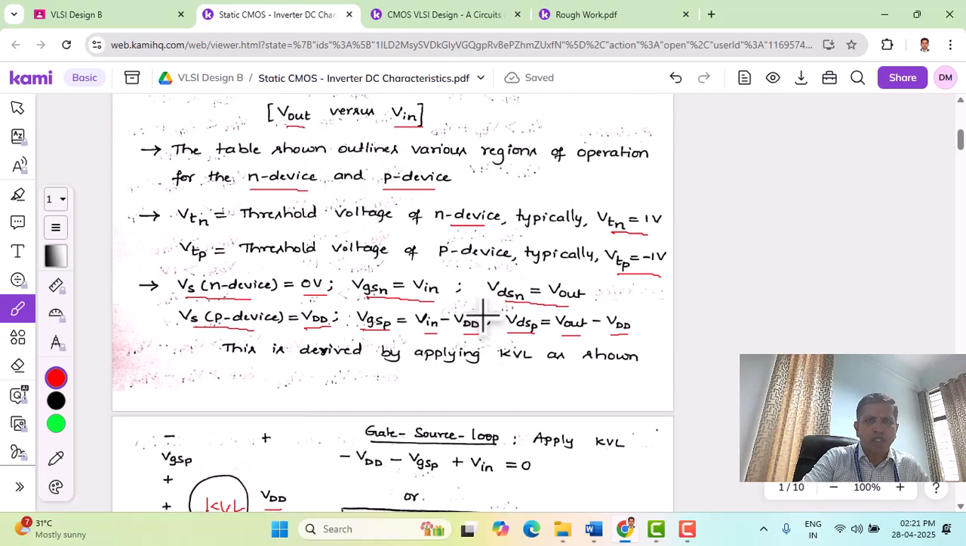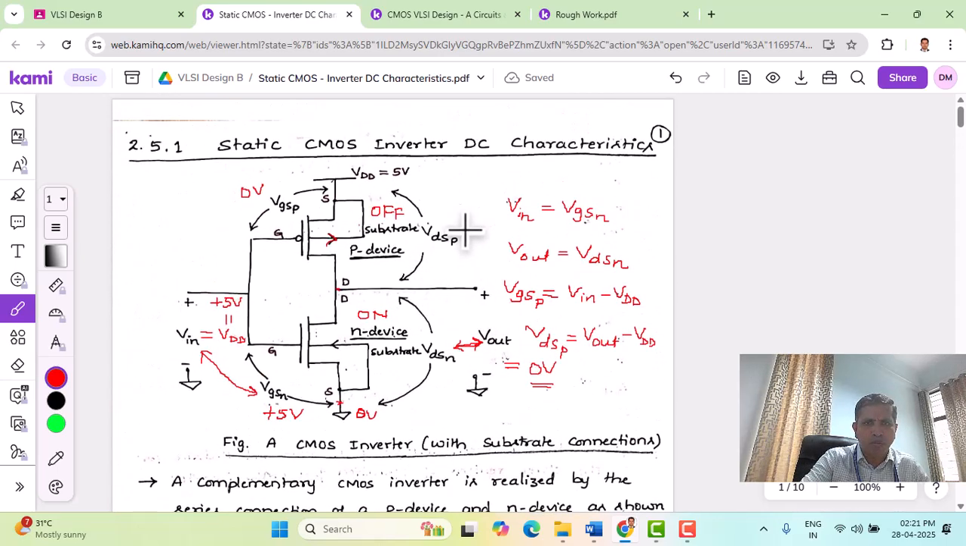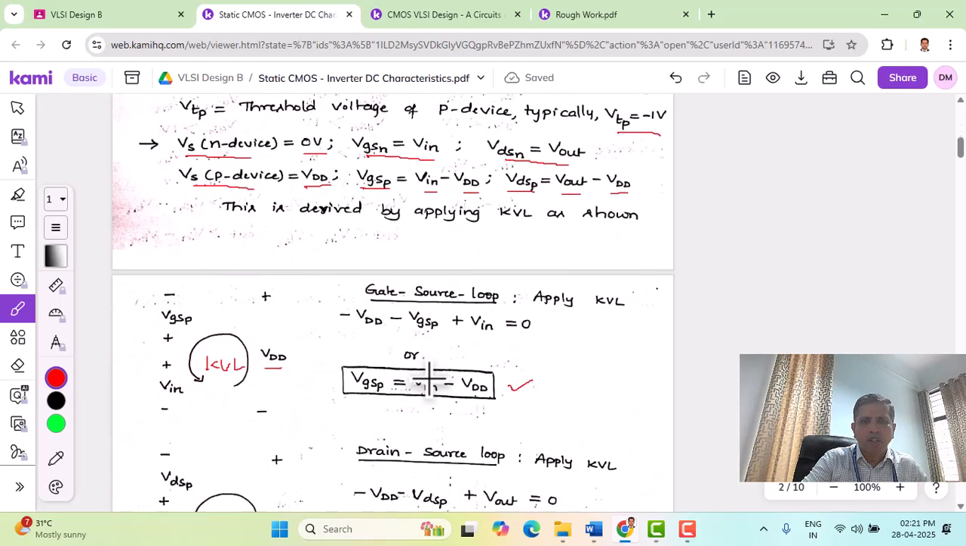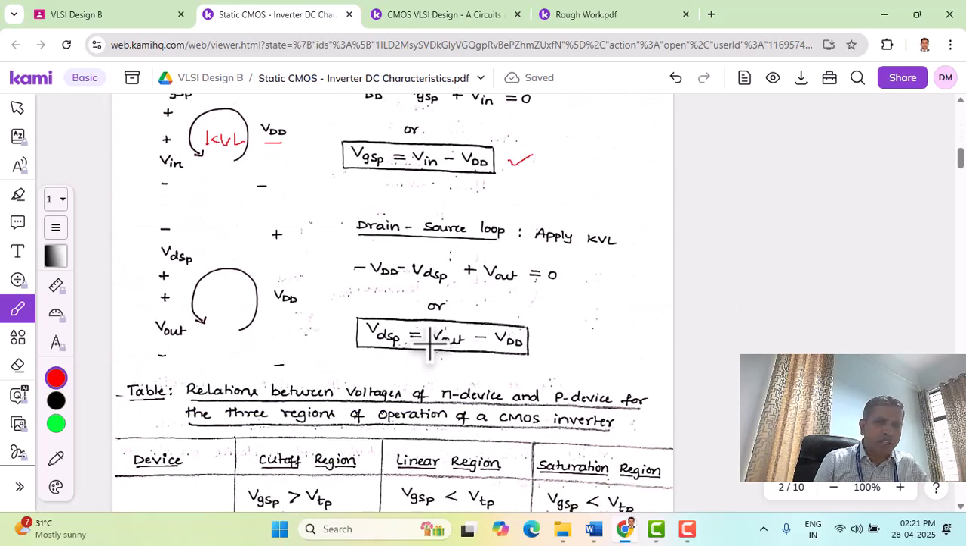So the drain source loop is nothing but the loop which goes from outside along this particular path. So the transistor output, drain and source, is considered, and we have a supply voltage from VDD to ground. Okay, so now let us write the polarity of this device.